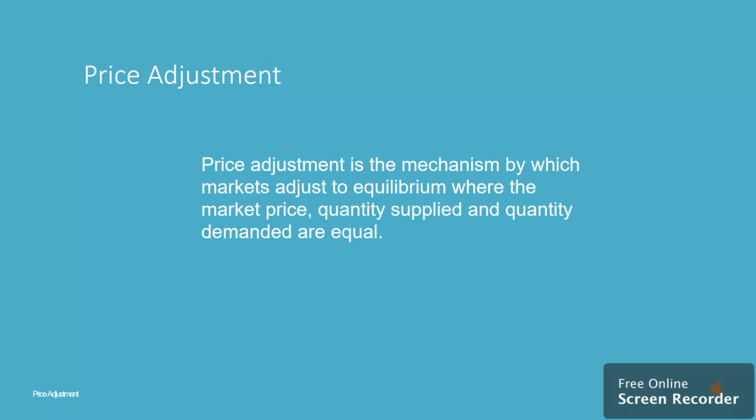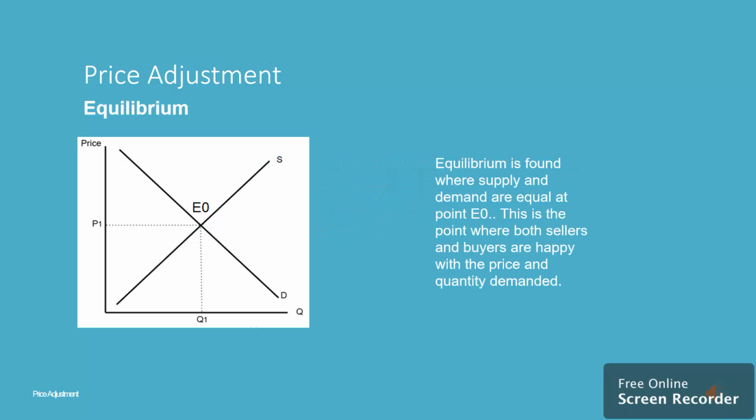Price adjustment is the mechanism by which markets adjust to equilibrium, where the market price, quantity supplied and quantity demanded are equal. Equilibrium is found where supply and demand are equal at point E0. This is the point where both sellers and buyers are agreeable with the price and quantity demanded of a good.